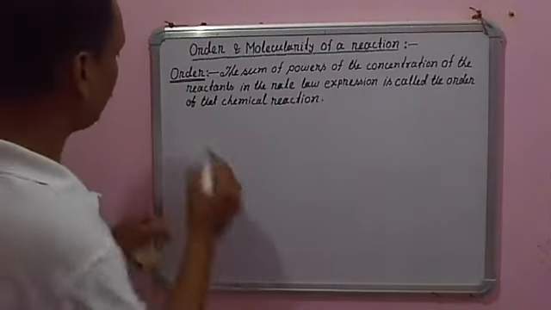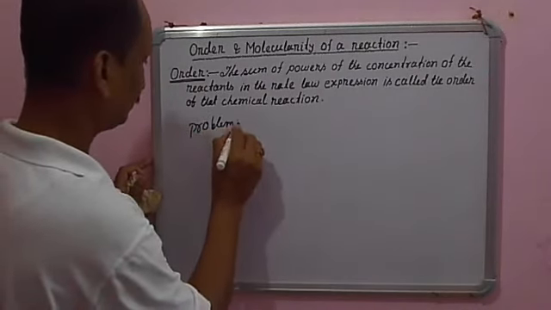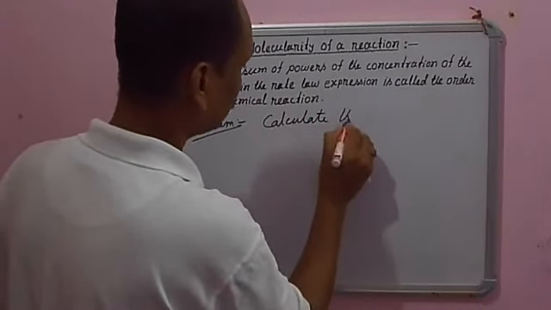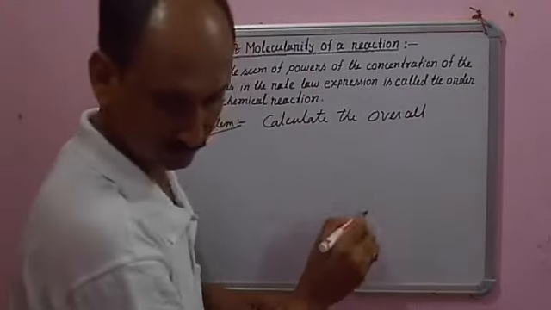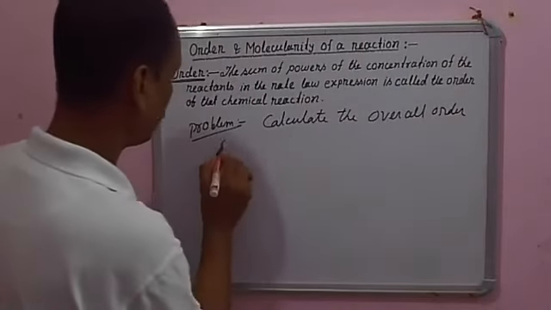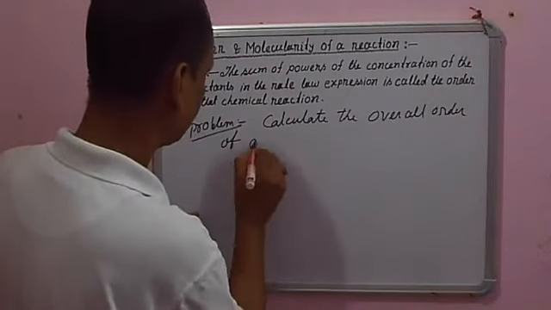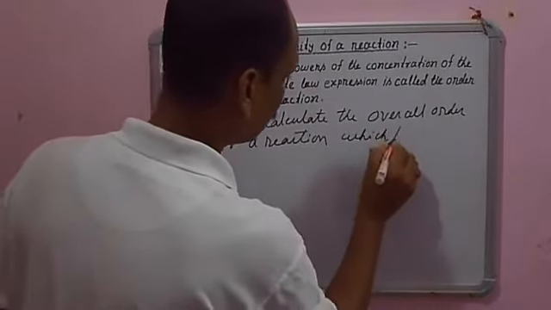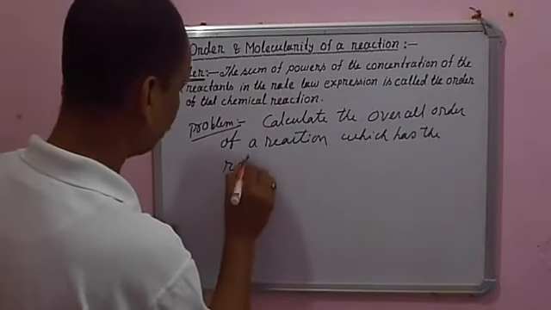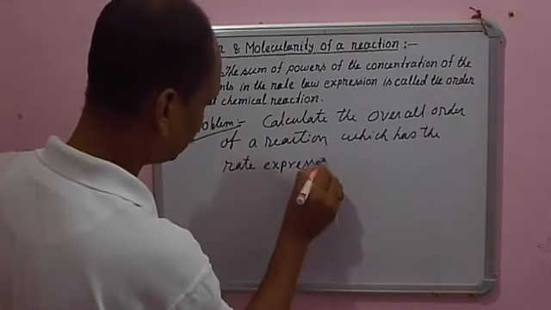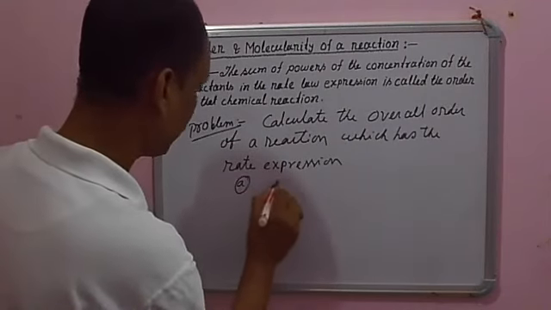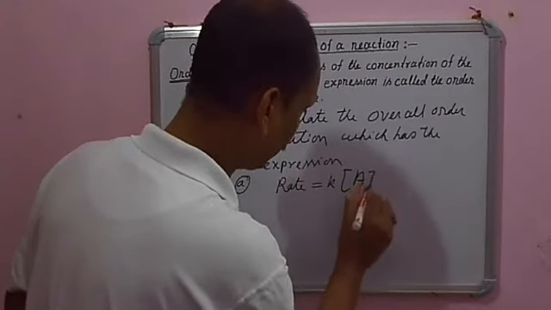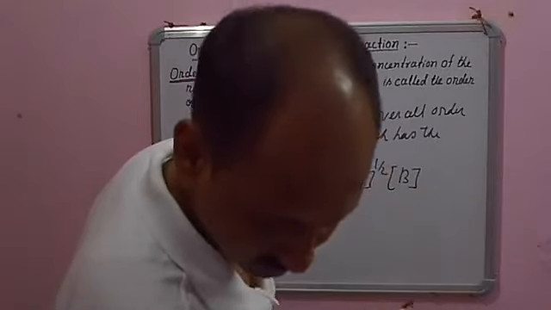Now we will see some problems here. Calculate the overall order of a reaction which has the rate expression: rate equal to K concentration of A to the power half, concentration of B to the power 3/2.